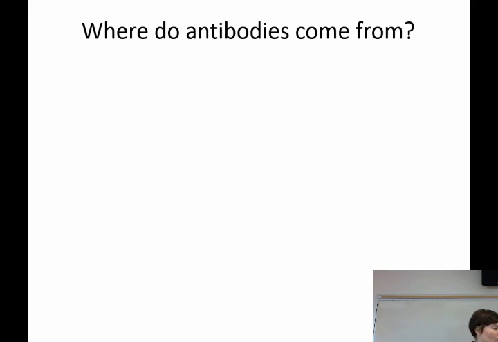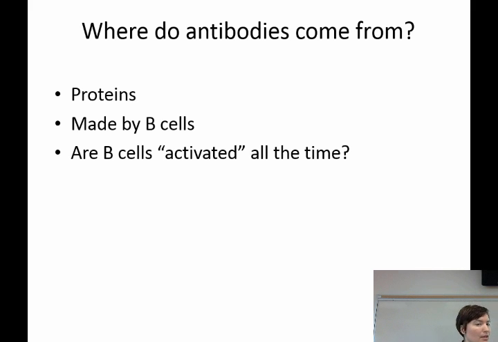Okay, so where do antibodies come from? Who makes them? What cell type? B cells, right? And they're proteins made by the B cell using the DNA of that cell. Are B cells activated all the time? No, they're not. So usually they're naive. They haven't seen what they're looking for yet. They were born with a specific target, and they just spend their whole life roaming around in your body looking for that and feeling sad.